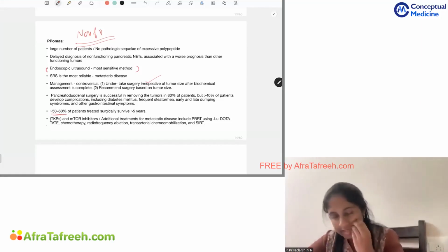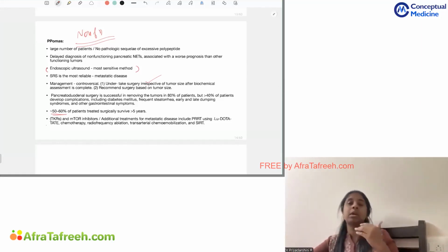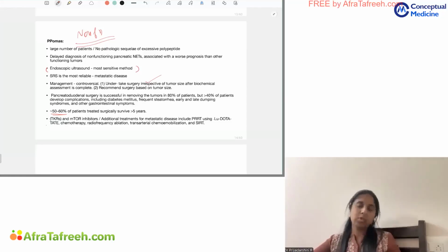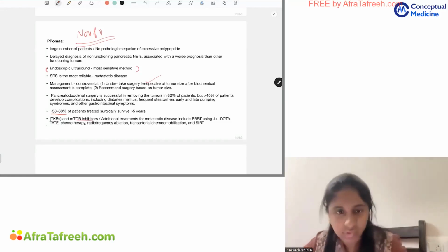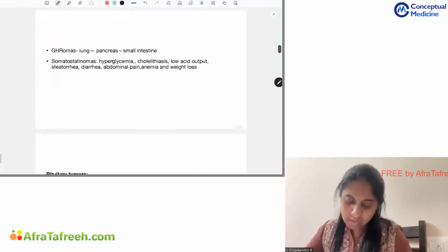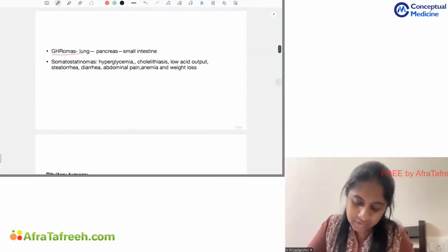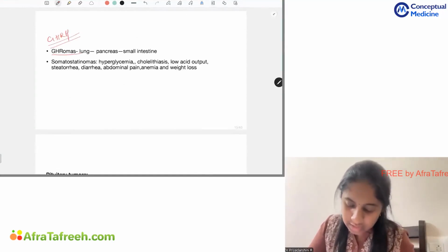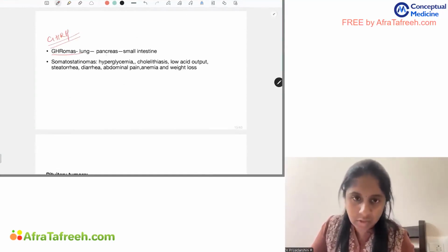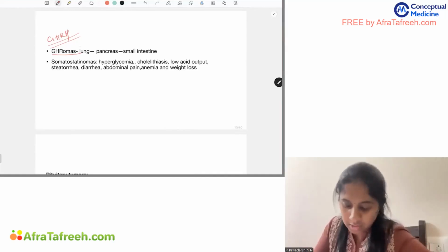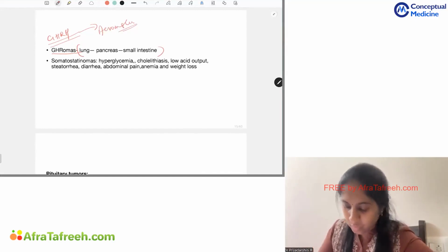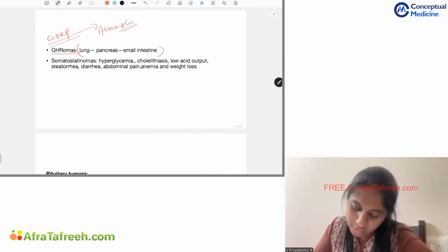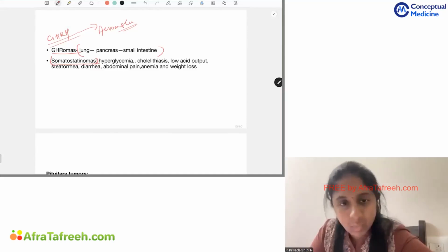Since it's not secretory, sometimes they may not respond to routine chemotherapy. So in those, we will have to use TKIs. You can use mTOR inhibitors, TKIs and all. So that has been used. So GHRomas: GHRH-secreting bronchial carcinoid, pancreatic carcinoid, small intestine carcinoids can produce conditions similar to acromegaly. Somatostatinomas can also be seen in MEN1 syndrome.